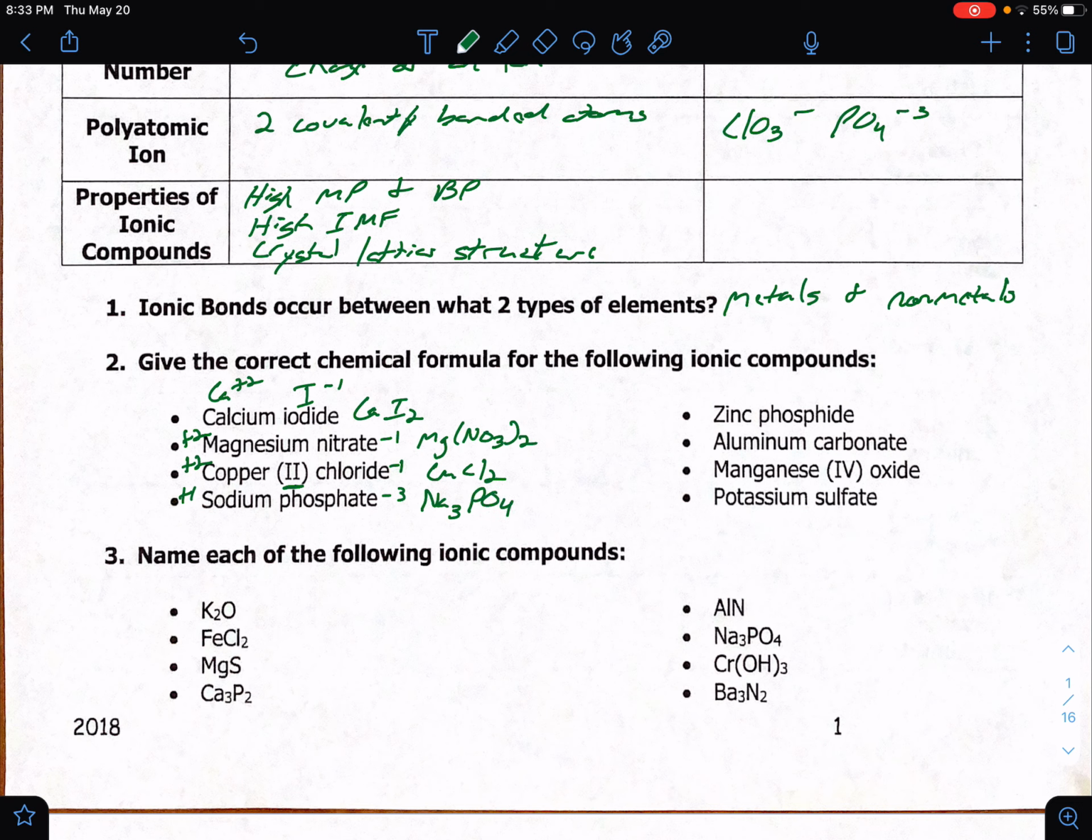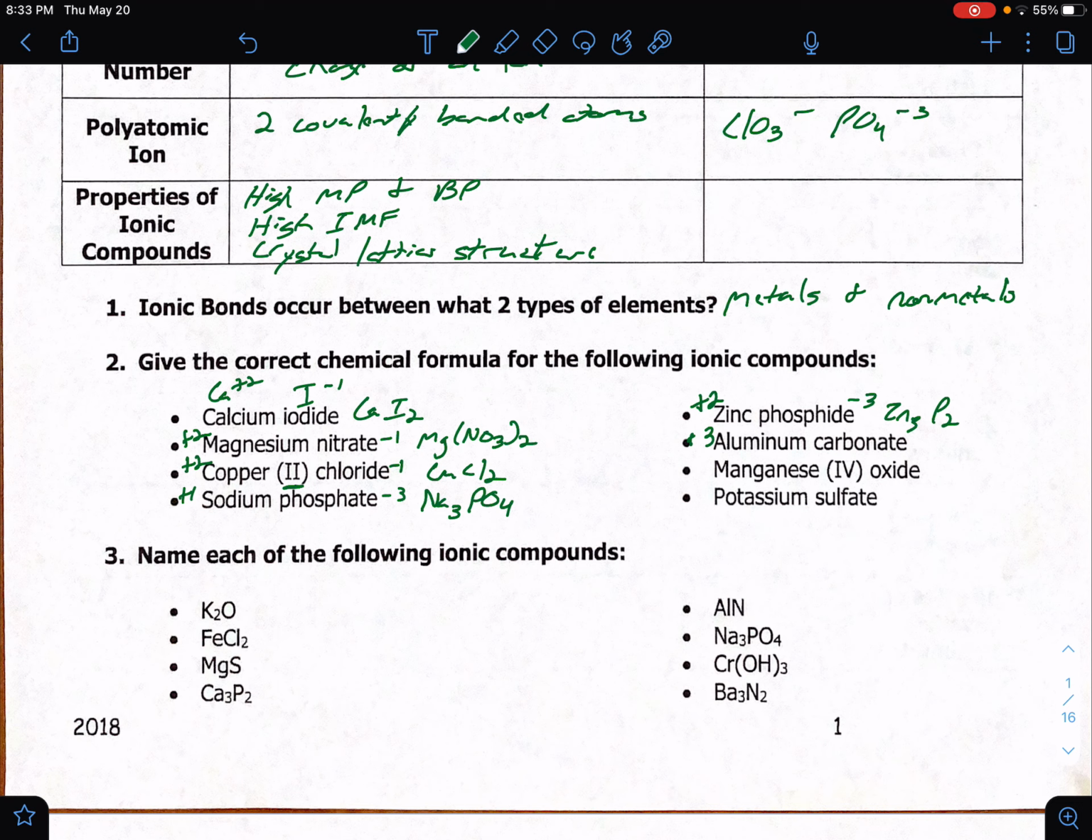Zinc phosphide. So zinc is +2. Phosphorus is -3. Okay, so this comes out to, I'm going to do your crisscross. So this becomes Zn3P2.